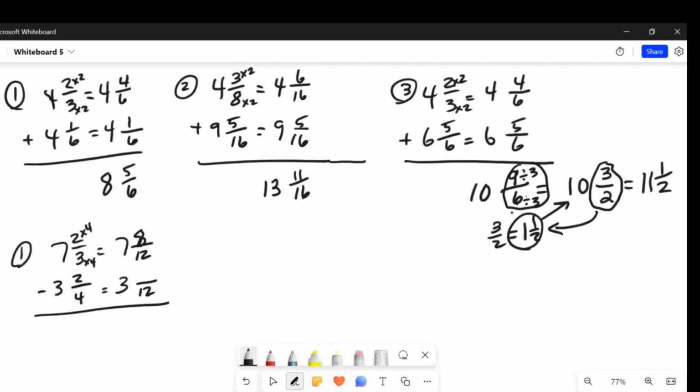Okay. On the bottom, we took 4, turn it into 12, you multiply by 3. If you do that on the bottom, you must do that on the top. 2 times 3 is 6.